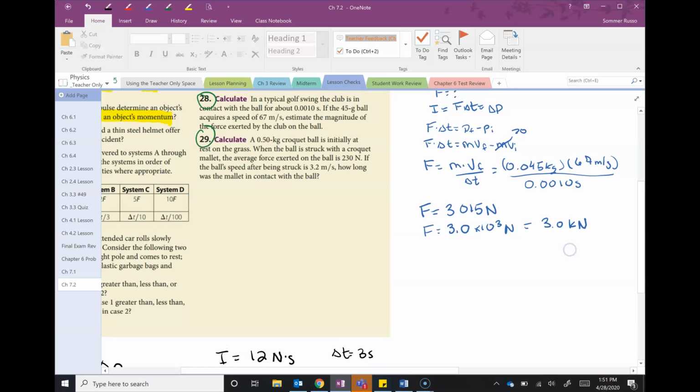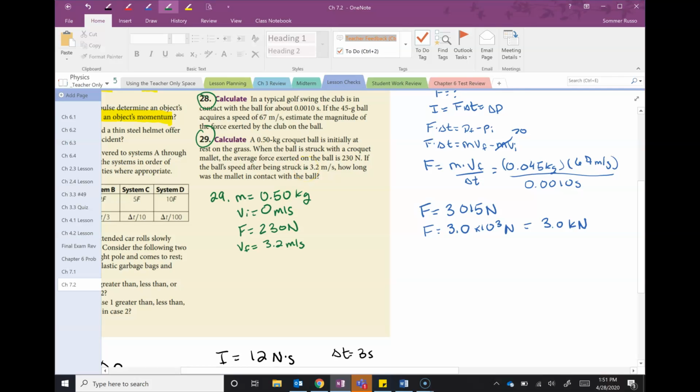Right. That brings us finally to our last question. Our last question is number 29. It's about croquet, which my family and I played on Easter this year. So we have a 0.5 kilogram croquet ball initially at rest on the grass. So we have a mass of 0.50 kilograms. We have an initial velocity of 0 meters per second. When the ball is struck with a croquet mallet, the average force exerted on the ball is 230 newtons. If the ball's speed after being struck, so final velocity, is 3.2 meters per second, how long was the mallet in contact with the ball?